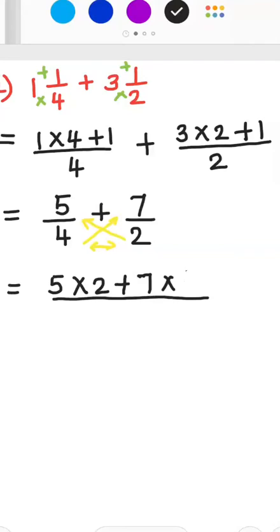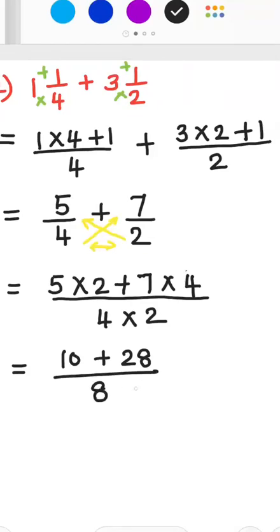So here you have 4. Okay, and in the denominator you will have 4 multiplied by 2. So 5 2s are 10 plus 7 4s are 28 upon 4 2s are 8. This is what we have got. So what do we get after adding? 10 plus 28 is 38 upon 8.